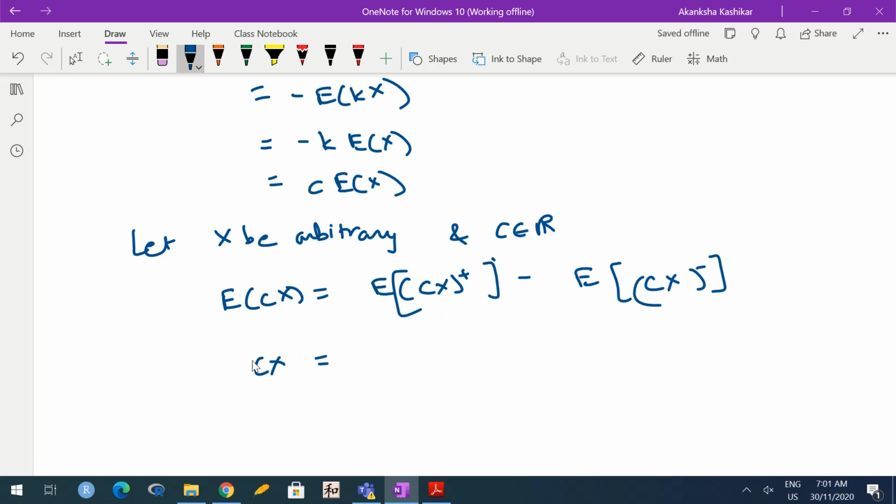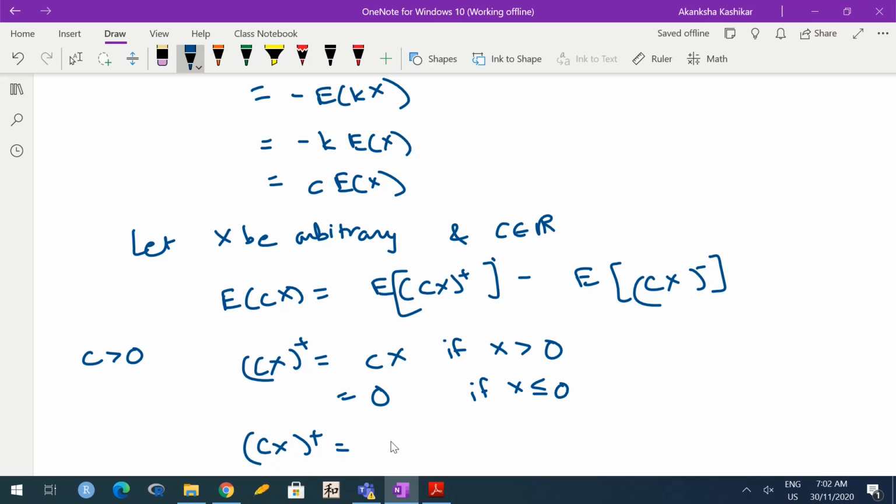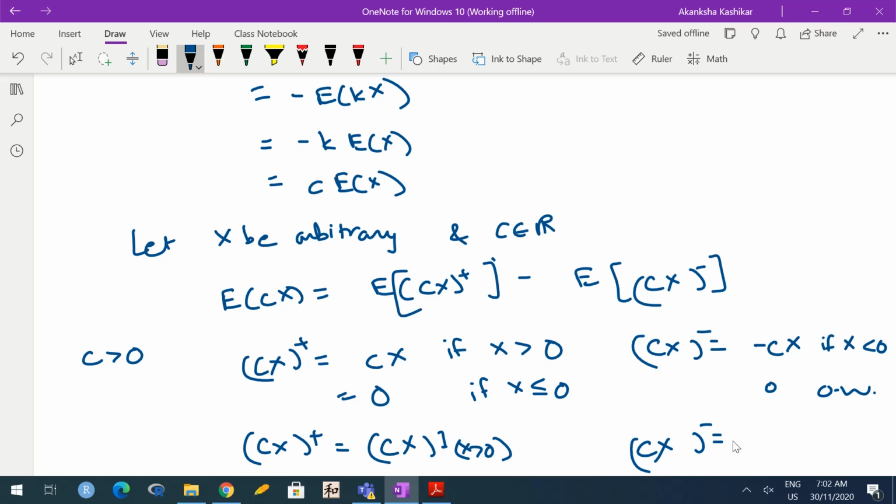One small thing we still need to address: what happens to the positive part of cx and the negative part of cx depending on c. So the positive part of cx, let me assume for the time being that c is positive, would be cx if x is positive, because c is anyway positive, and it would be 0 if x is negative. Okay. So the positive part of cx is cx into the indicator of x greater than 0. Similarly, the negative part of cx would be minus cx if x is negative and 0 otherwise. So the negative part of cx would be minus cx into the indicator of x less than 0. Okay.